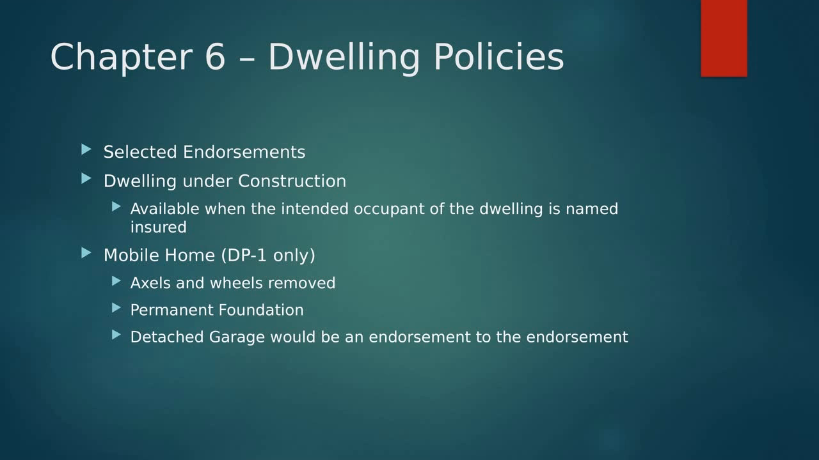Selected endorsements under a home or dwelling policy, the first one's going to be a dwelling under construction. This is available when the intended occupant of the dwelling is the named insured. And as we discussed earlier, a mobile home under a DP1 form can be an endorsement that you would have. This is only given when the axles and wheels are removed and it's on a permanent foundation. If you had a detached garage with the mobile home, you would have an endorsement to the endorsement. So it's kind of a unique situation.